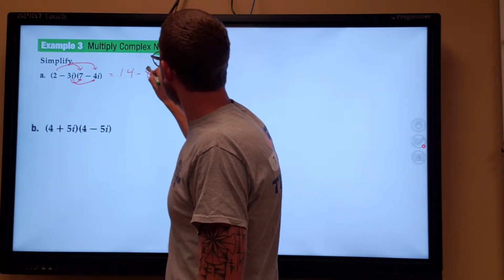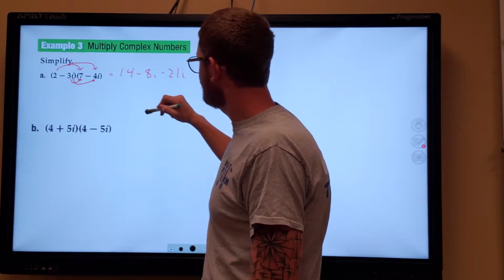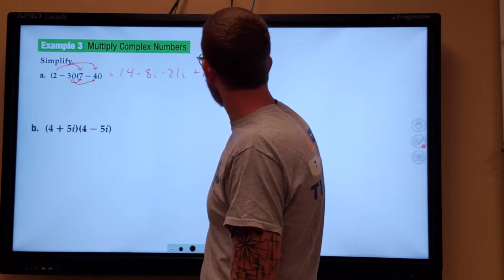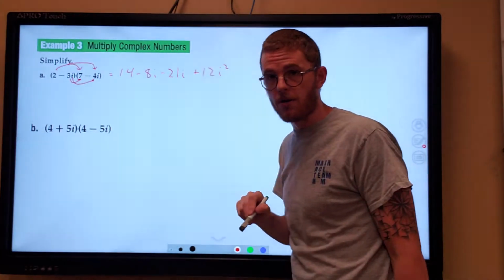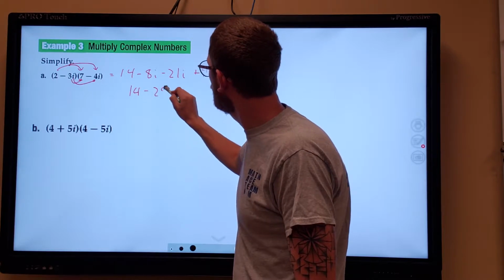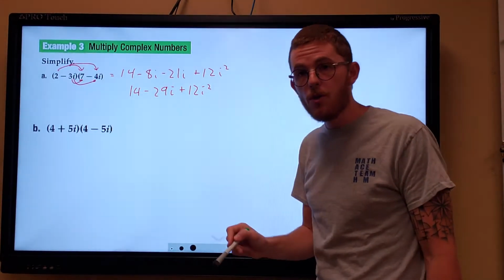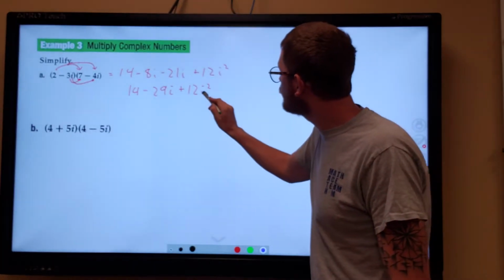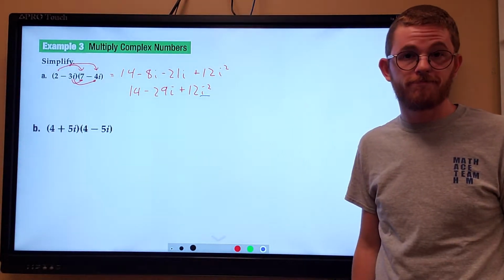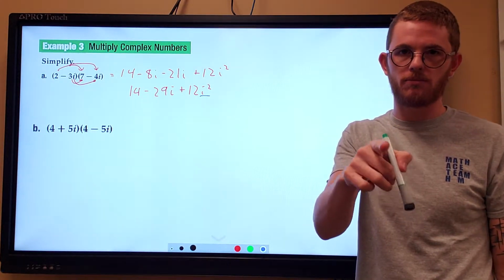14 minus 8i minus 21i plus 12i squared. Combine like terms. 14 minus 29i plus 12i squared. Notice there's an i squared. i squared is negative 1. You know that. You know it.